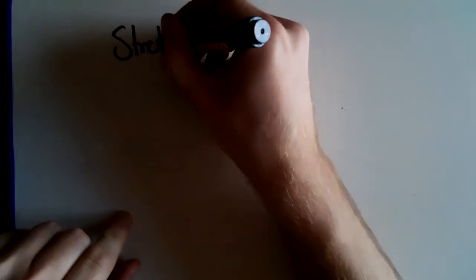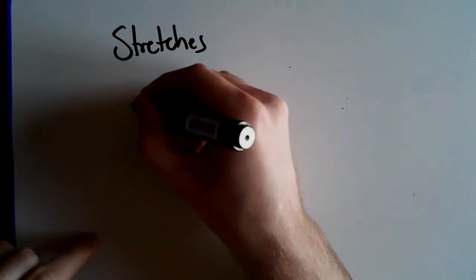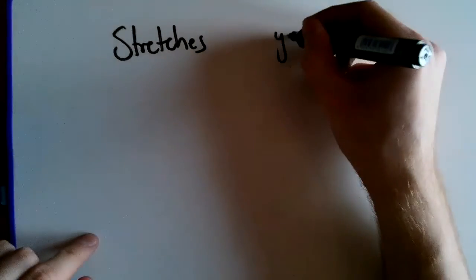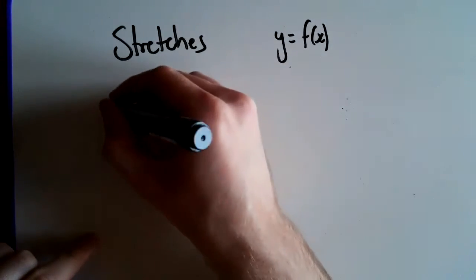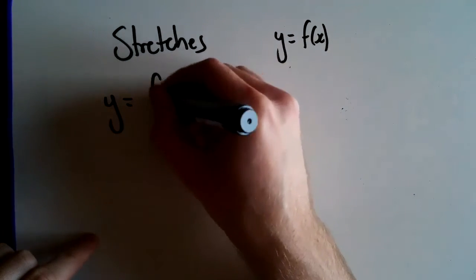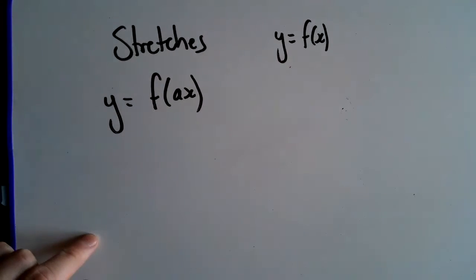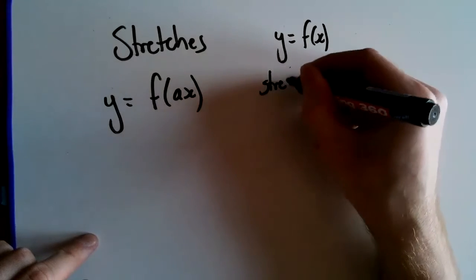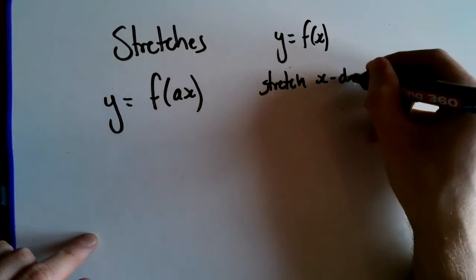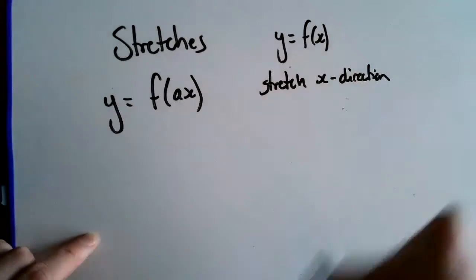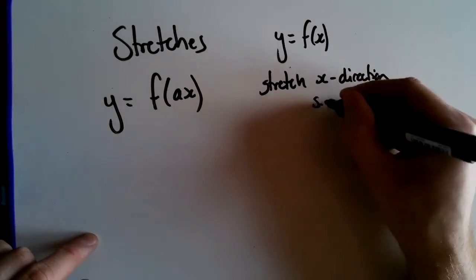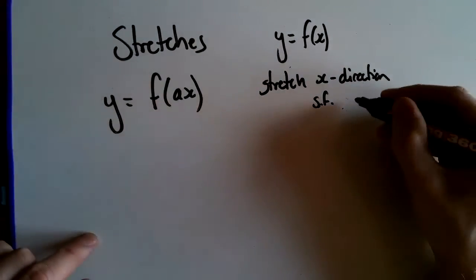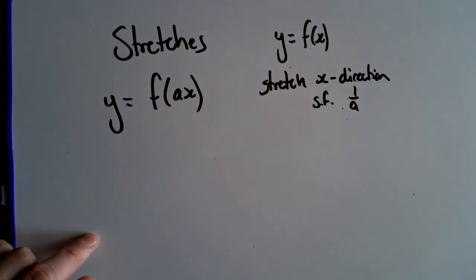Okay, next type of transformation is stretches. So if we have y equals f of x, we could have y equals f of ax. So it's inside the bracket, so it's a stretch in the x direction, or you could call that parallel to the x-axis. And the scale factor, well, it's the opposite. So it's not a, it's 1 over a, the reciprocal.